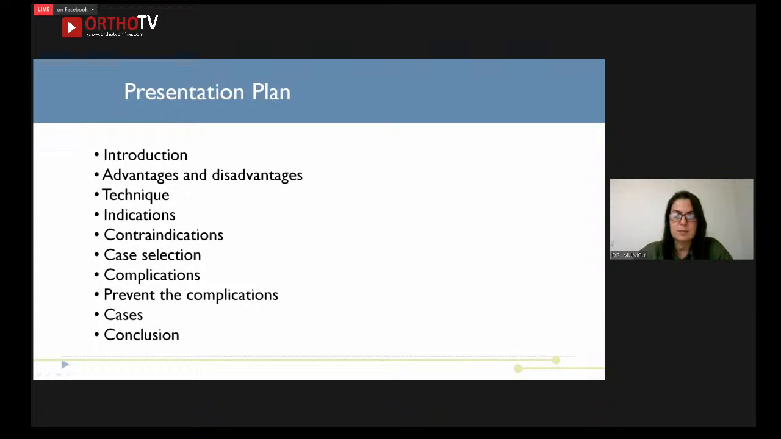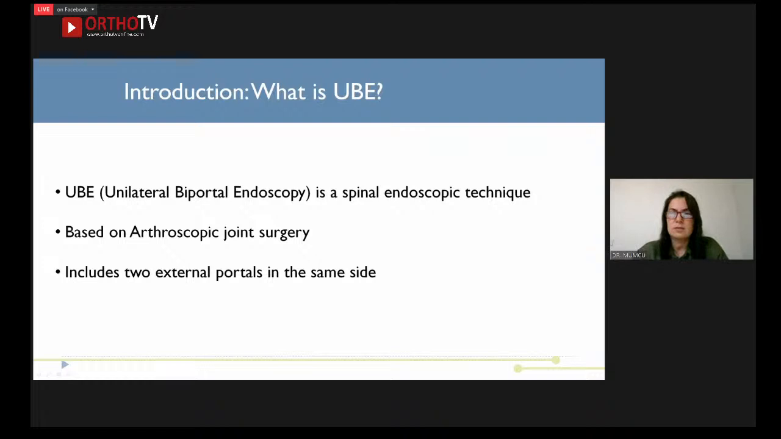Spinal endoscopy has a long history, over 15 years, and has developed with well-known PELD, PCLD, and unilateral techniques. However, recently, the biportal endoscopic technique, which is called UBE, has become more popular. In the last 10 years, endoscopic surgery has had such great progress that today many spine surgeries can be converted to UBE. It is based on arthroscopic surgery.